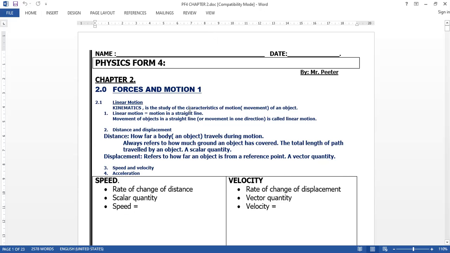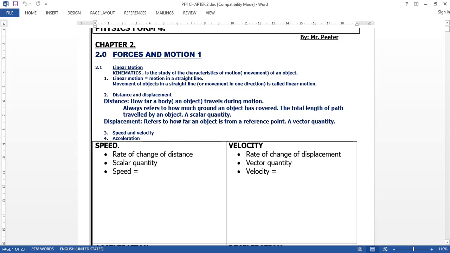Besides all these formulas, you also have to know the differences between distance and displacement. What are the differences between distance and displacement? So we look at it here. We learned all this in the previous classes earlier. Distance refers to how far an object travels during motion. So the object has traveled from A to B, the whole distance, how far the object traveled. And distance is always a scalar quantity, so it's not going to refer to any direction.